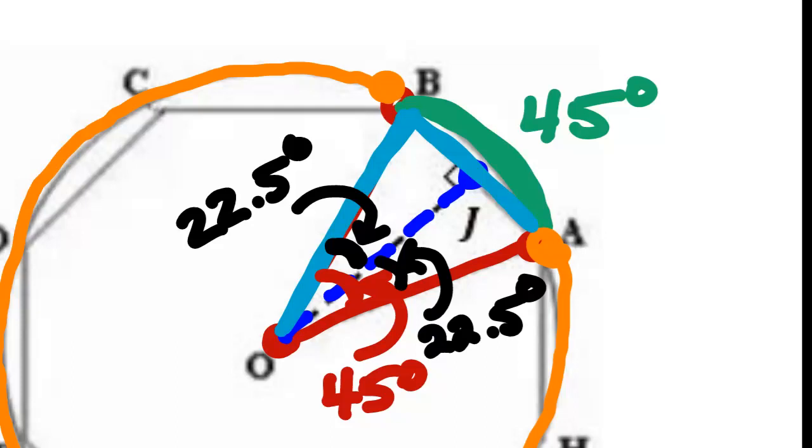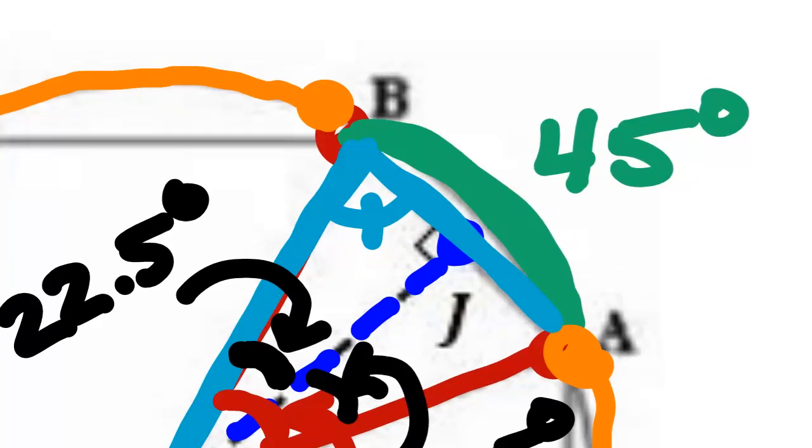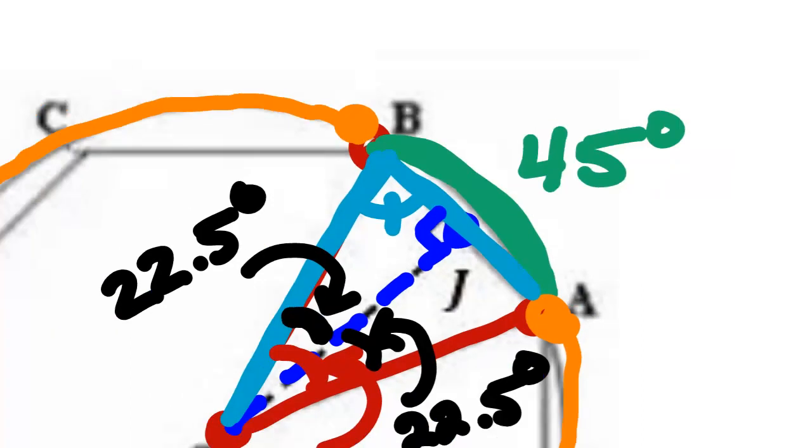But that's not the angle I'm interested in. I want to find this angle right here. What does the apothem do when it hits the side? What's special about where the apothem hits the side of our polygon? Makes a right angle. I want you to look at this right here. What is this? It's a right triangle.